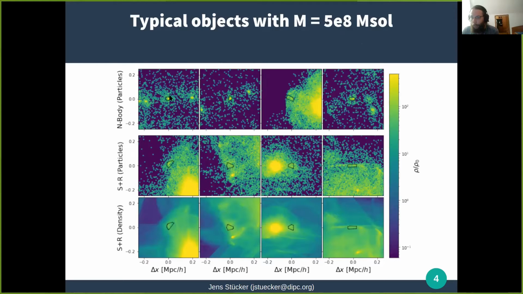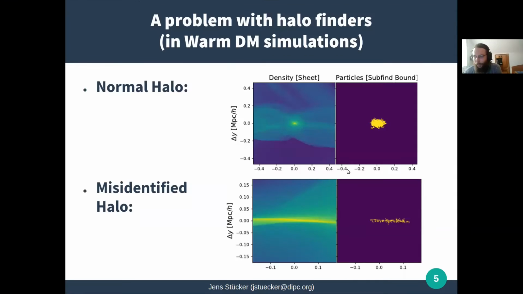You see that in the n-body simulations, these are artificial lumps in these filaments. However, in the sheet plus release simulation, we still find structure at that mass range, but they are typically just overdensities in the outskirts of halos, and they don't seem to be at all what we would typically call a halo. So I picked out two examples, which I will show you several times during this talk.